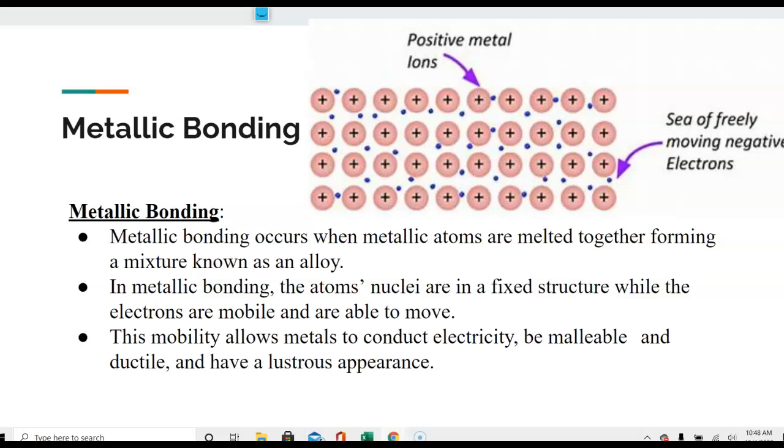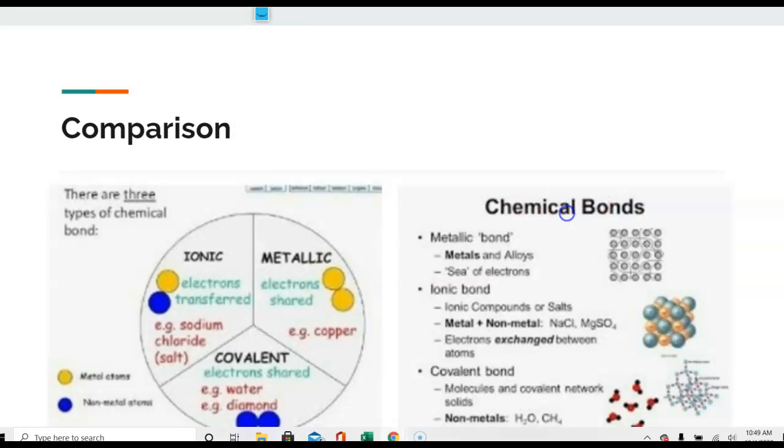Because the electrons are able to move and are mobile, this allows things like electrical and heat conductivity. It allows metals to be malleable, meaning they can be shaped, ductile, meaning they can be pulled into long wires, and it allows them to have that lustrous, shiny appearance.